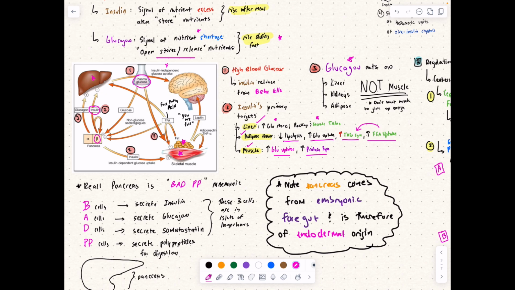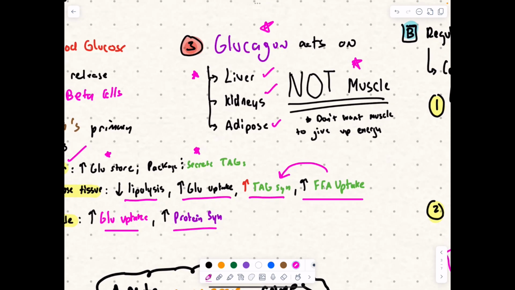Okay, then we have glucagon, and glucagon is saying pretty much the exact opposite. We have low blood glucose, so the liver needs to come through for us and pump out glucose. Specifically, it works on the liver, kidneys, and adipose tissue. It does not work on muscle. If the point of dealing with a low energy state is to give energy to the parts of our body that need it, like the heart pumping and muscles moving, you don't want glucagon acting on the muscles. You don't want our muscles to lose their fuel, right? So glucagon does not work on the muscle.